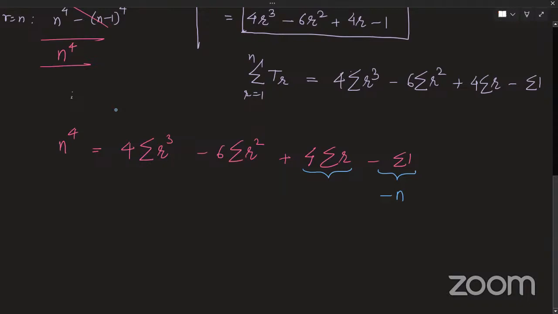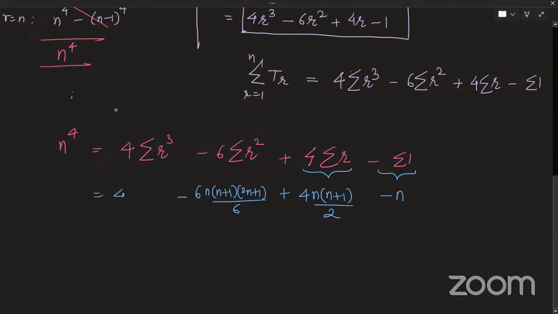What is it? Sum of natural numbers. Correct. What about this one? Do we know this also? Yes, sir. So it is n into n plus 1 into 2n plus 1 by 6, right? Yes, sir. But we don't know this term.